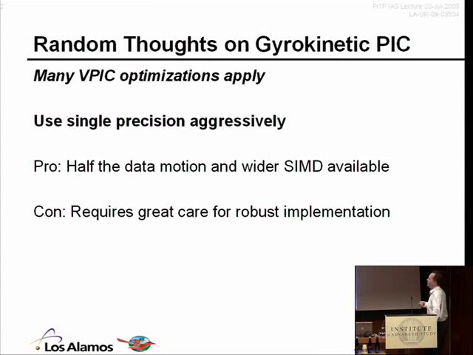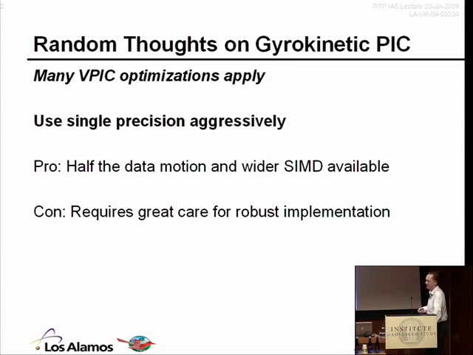So now to talk a little bit about what if you have an existing code, or if you're planning a code for a particle type method, and even if it's not a particle method, what might you want to do, and what are the pros and cons of it? Well, first, a lot of the optimizations already talked about apply. Use single precision aggressively. The pro behind this has already been iterated, but I want to hammer on it some more, is that you end up moving half the data and you have wider SIMD available to you, double the width that you have available in double precision. The con of this is it requires great care for robust implementation.